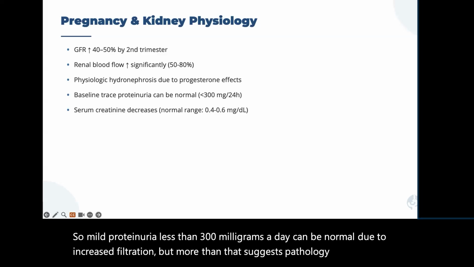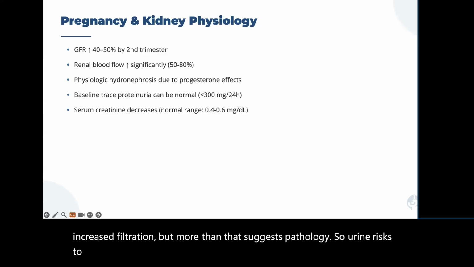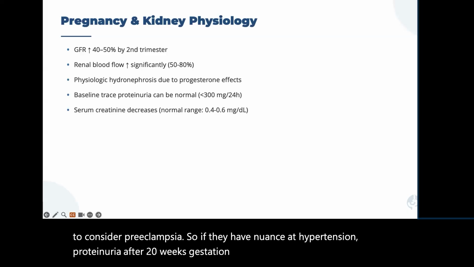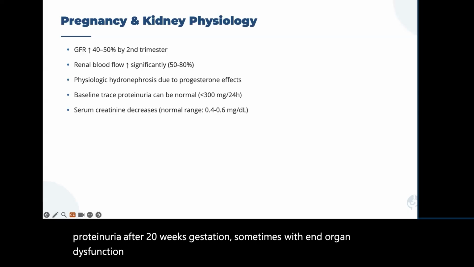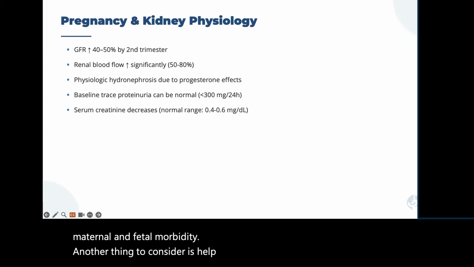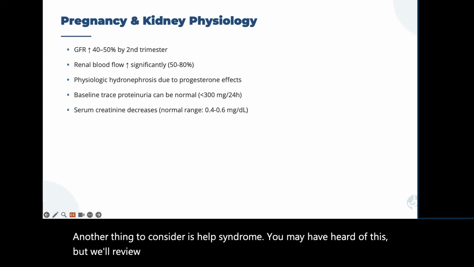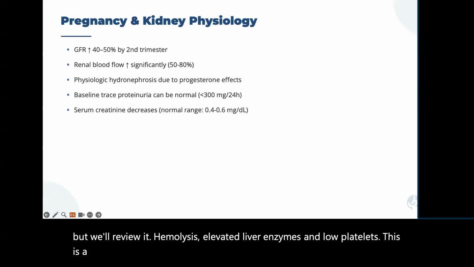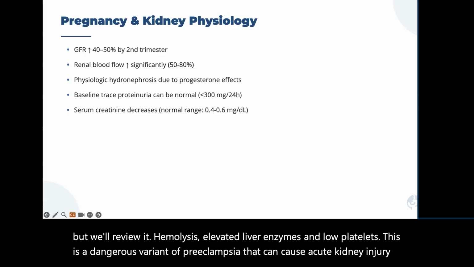So renal risks to consider: preeclampsia, so if they have new onset hypertension, proteinuria after 20 weeks gestation, sometimes with end organ dysfunction, CNS and liver kidney damage. This is the leading cause of maternal and fetal morbidity. Another thing to consider is HELLP syndrome. You may have heard of this, but we'll review it. Hemolysis, elevated liver enzymes, and low platelets. This is a dangerous variant of preeclampsia that can cause acute kidney injury and multi-organ failure.